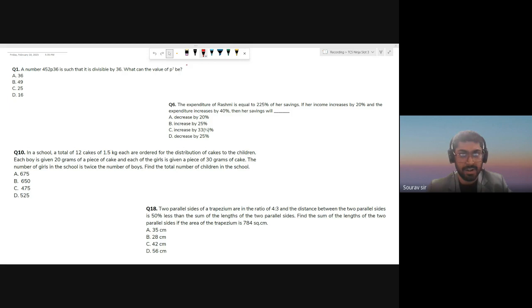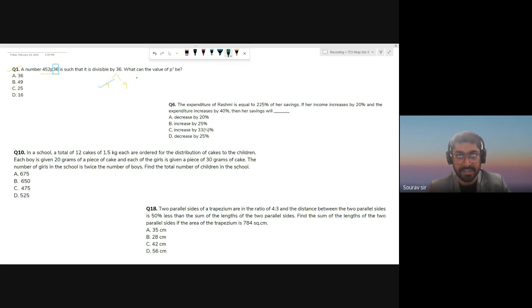So question 1 relates to divisibility. A number is given. It's divisible by 36, right? So 36 means it's divisible by 4 and 9. So divisible by 4, how do we check? We check it by checking the last 2 digits. If the last 2 digits are divisible by 4, then the entire number is divisible by 4. So here 36 is divisible by 4, right? So this entire number is already divisible by 4.